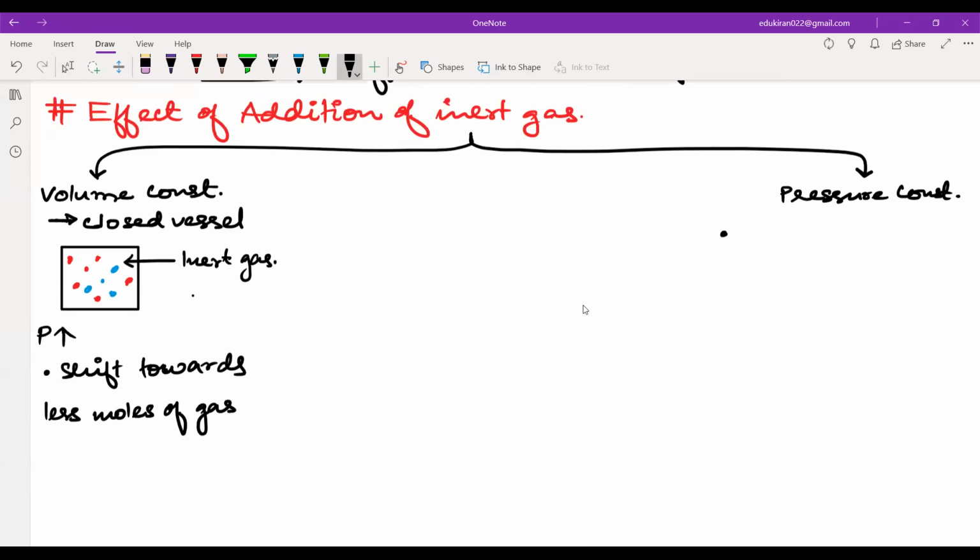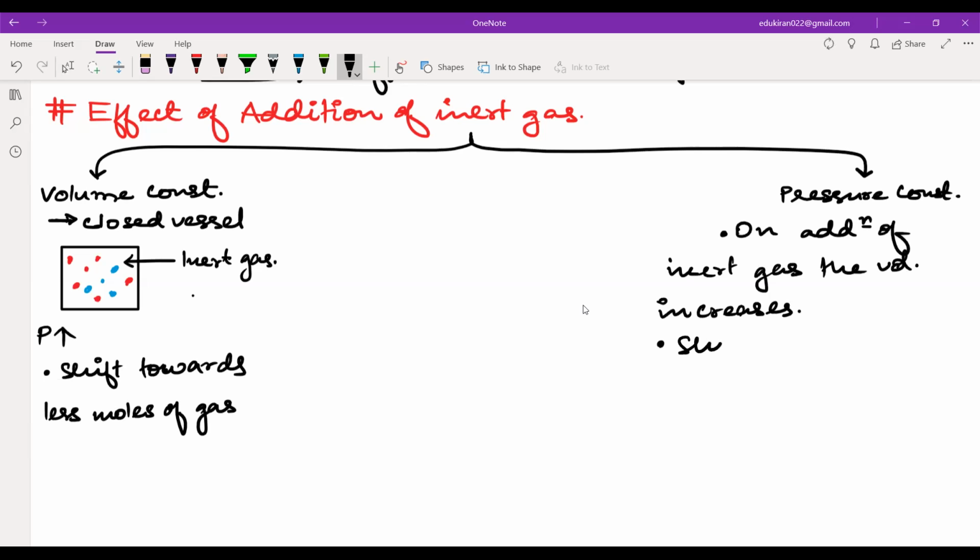On addition of inert gas, the volume increases. The volume increases, right? Now, what is the effect of volume increase? There will be a shift towards more moles of gas. Very good. More moles of gas. Please write this down.